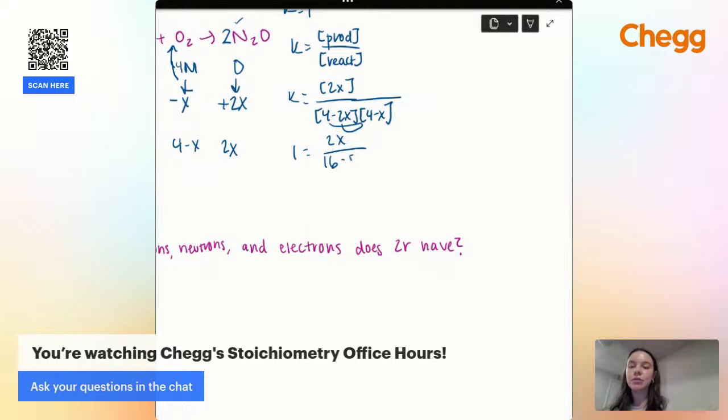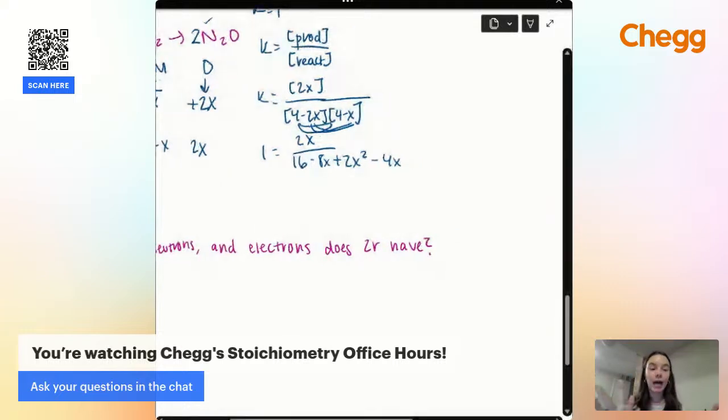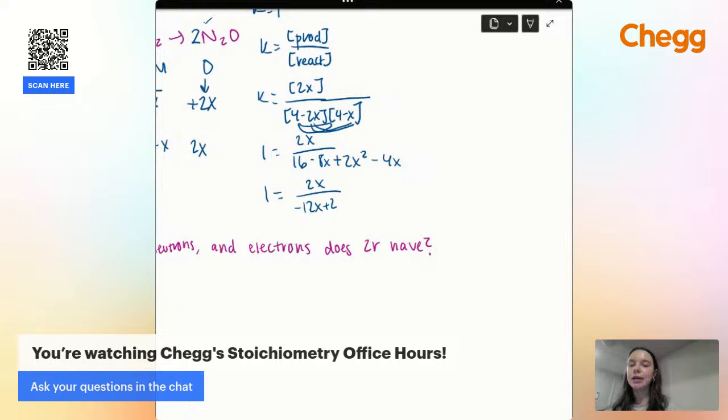4 times negative 2x is negative 8x. Negative 2x times negative x is 2x squared. And then I think we're going to have a negative 4x from that 4 times negative x. And now we can just combine like terms in the denominator. So 1 equals 2x over negative 12x plus 2x squared plus 16.